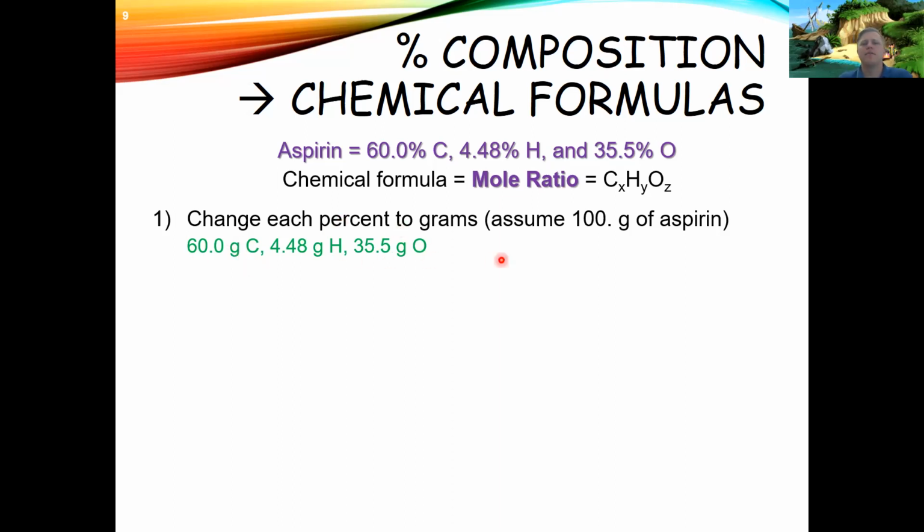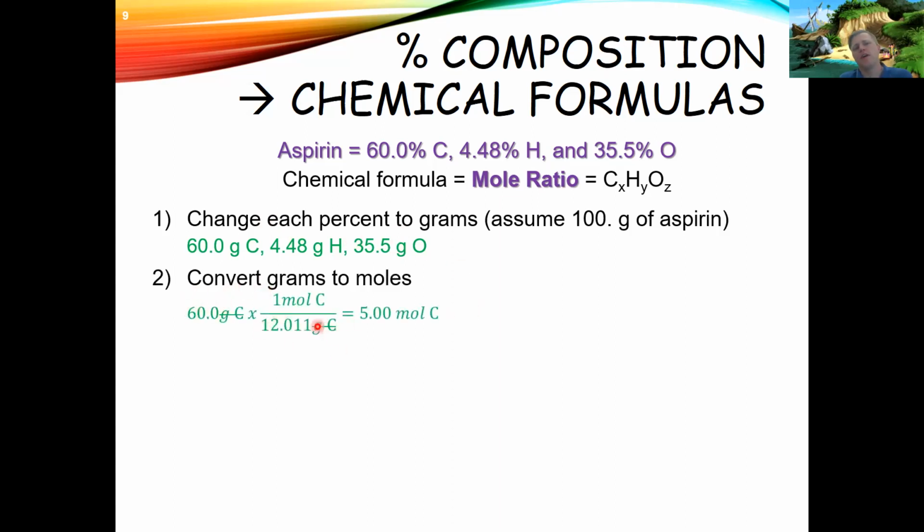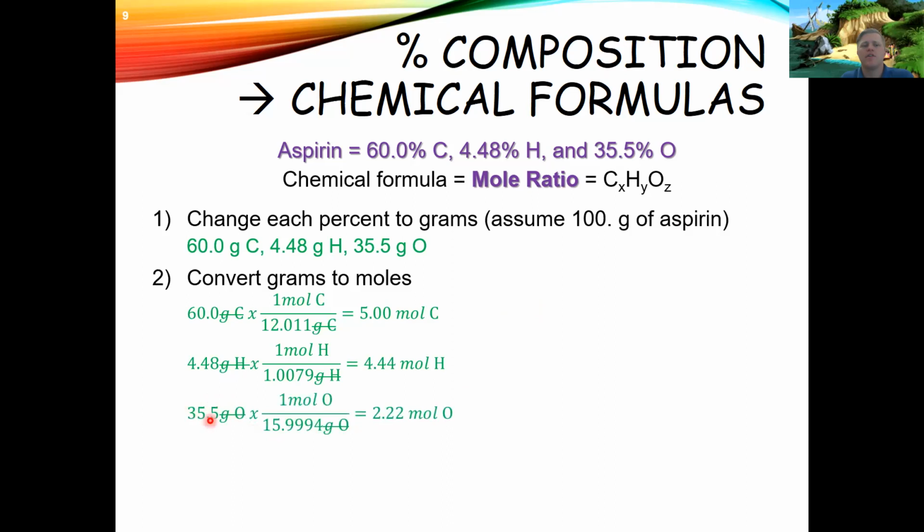Then once we have these grams, we're going to convert the grams into moles, right? So for carbon, you have 60 grams divided by the molecular weight of carbon gives you 5 moles of carbon. For hydrogen, we'll take 4.48 divided by 1.0079, which gives us 4.44 moles of hydrogen present. And then we'll do the same thing for oxygen, take 35.5 divided by 15.99, and we'll find that we have 2.22 moles of oxygen. Okay, now we have a ratio of all of these. We have a ratio of 5 carbons to every 4.44 hydrogens to every 2.22 oxygens.